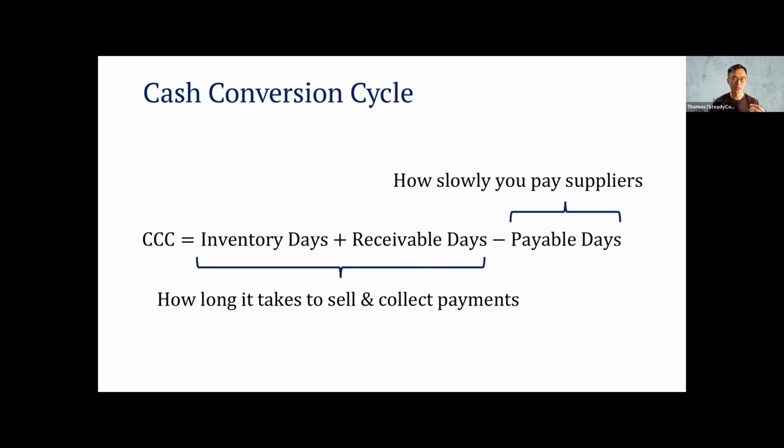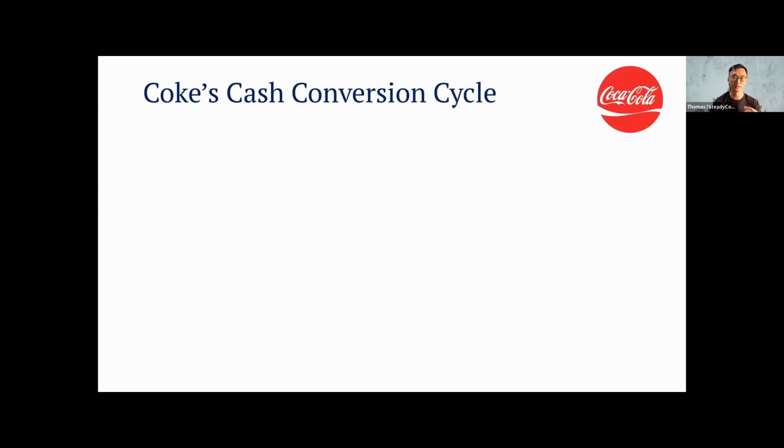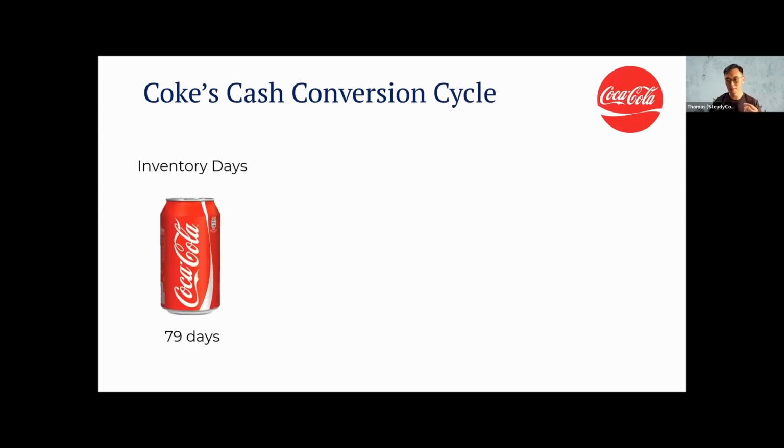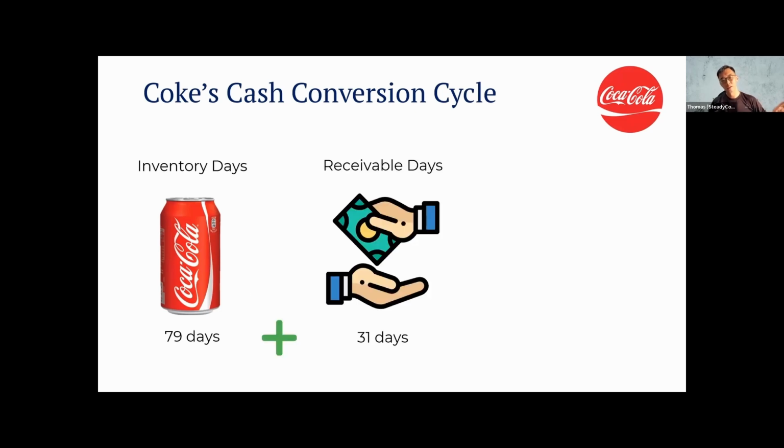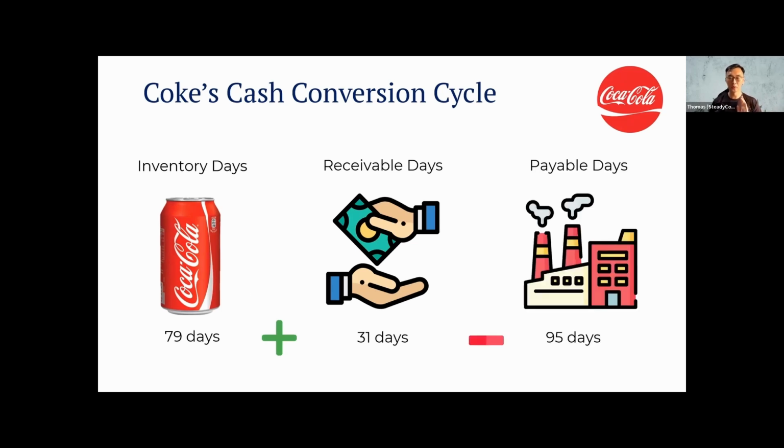Okay, so the cash conversion cycle, when it comes to Coca-Cola, right? Their inventory days is 79 days, meaning an average Coca-Cola will stay in the warehouse for close to 80 days. And then they will ship it over to your NTUC, your Costco, your Sheng Siong, so on and so forth. And they typically take about 31 days to be paid. All this information, I'll show you how to get later, right? And payable days, how long they actually take to pay their suppliers. They take 95 days, so they are able to take their own sweet time.